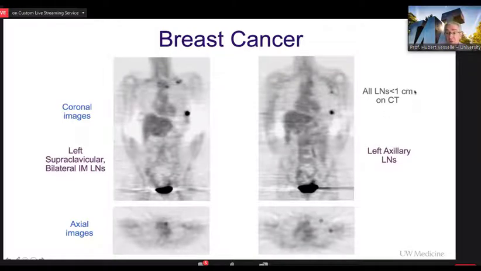So these lymph nodes on CT were all less than 1 centimeter. We would have never called them abnormal, because, as you recall, on CT we use the short axis dimension of a lymph node to determine whether it's normal or abnormal.